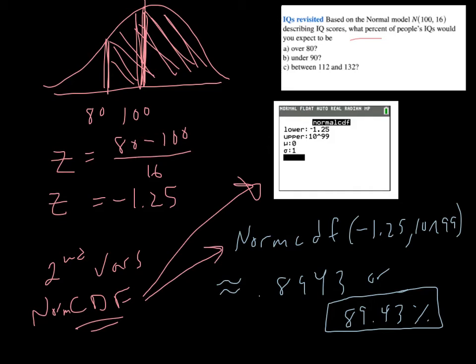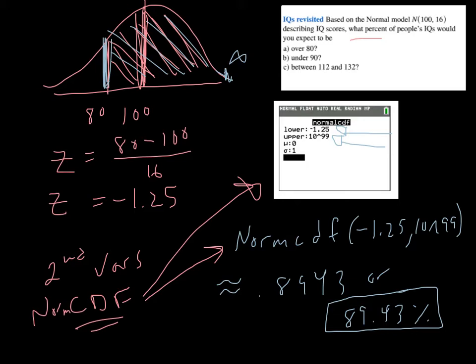Now, what do I need to do? I need to tell the calculator what the lower bound z-score is and what the upper bound z-score is. The upper bound z-score for my bounded area right here is positive infinity. So I'm going from 80 all the way to positive infinity. 80 is associated with the z-score of negative 1.25, and positive infinity is associated with 10 to the 99.